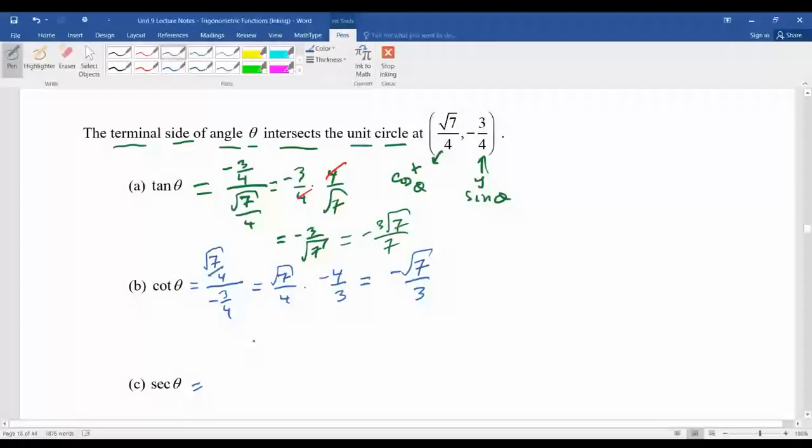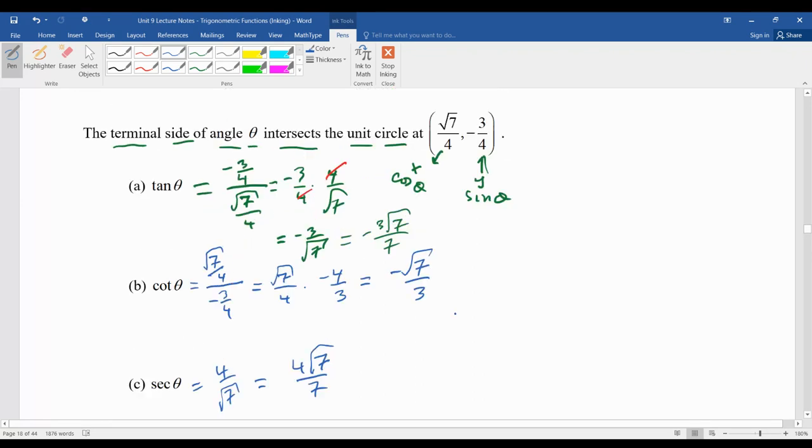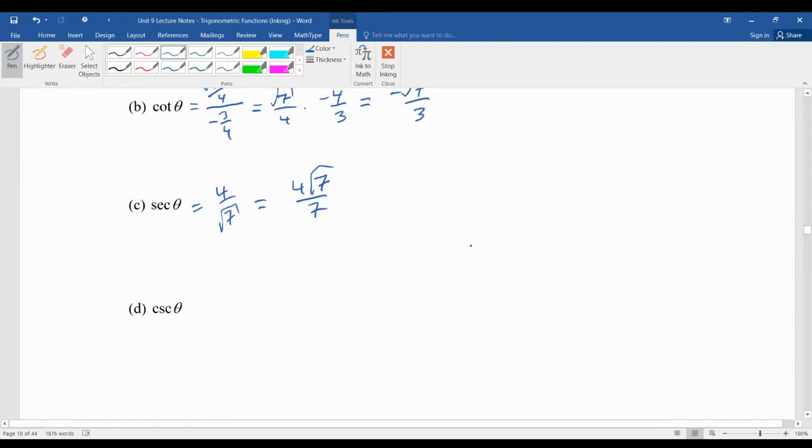Secant of theta. Secant is the reciprocal of cosine. Cosine is root 7 over 4, so it's 4 over root 7. You rationalize: 4 root 7 over 7. And then cosecant, which is the reciprocal of sine. Sine is negative 3 over 4, so negative 4 over 3 is the cosecant.